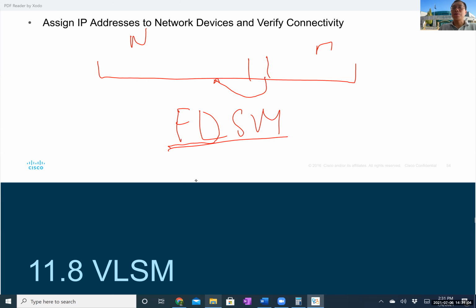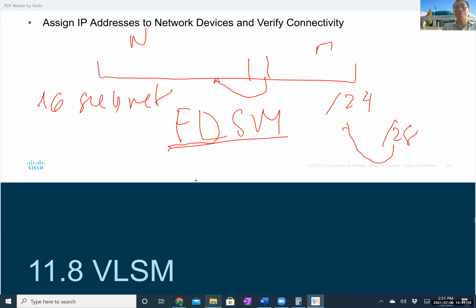So think about it: at the beginning you have a /24. Now you bring it down into /28. That means you borrow 4 bits, so you're able to break it down into 16 subnets, and they are equal. All of them have the /28. That is the fixed length subnet mask.